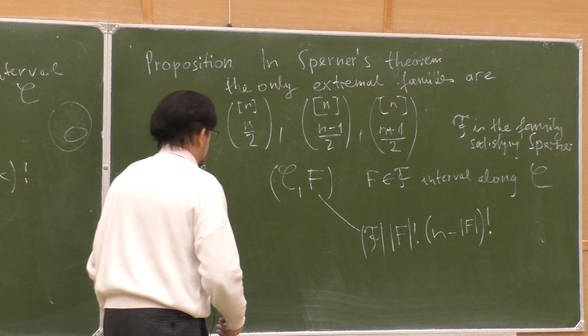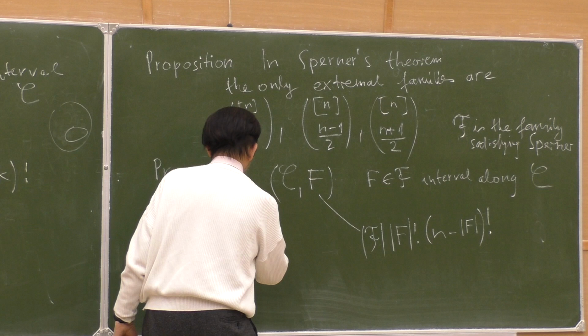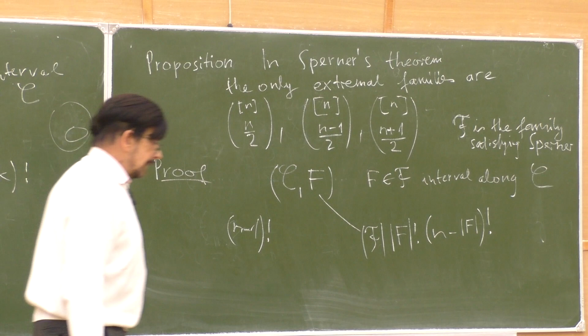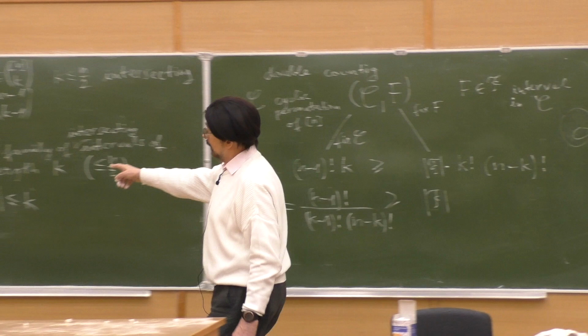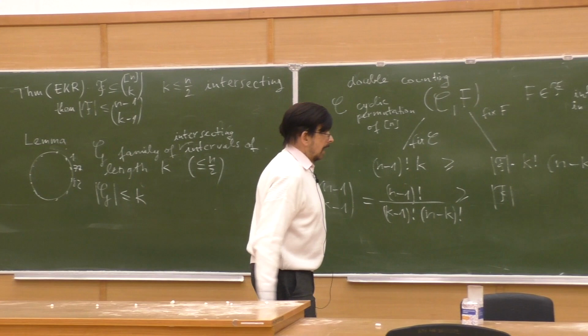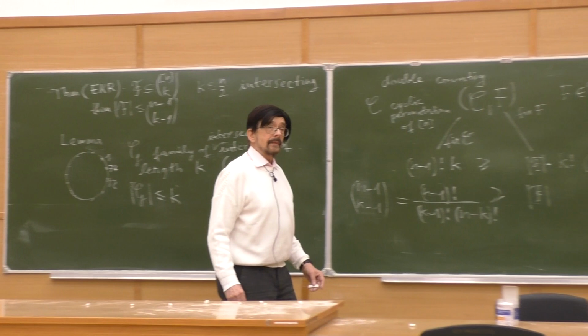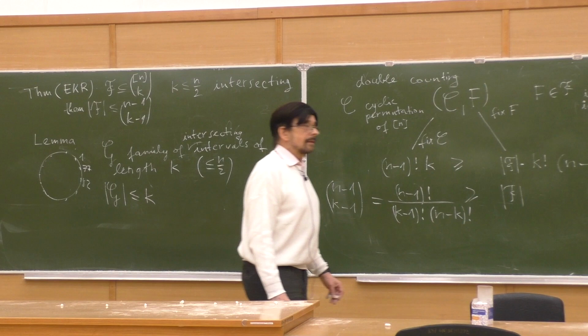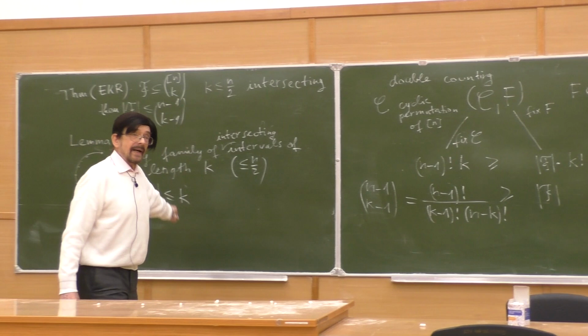But now, again, the number of cyclic permutations is n minus 1 factorial. But what can we say about the maximum of the numbers of intervals along the cycle? Now, I asked the audience, so what is the maximum number? Of course, Sperner property has to be satisfied. So no subset is a subset of the other one.